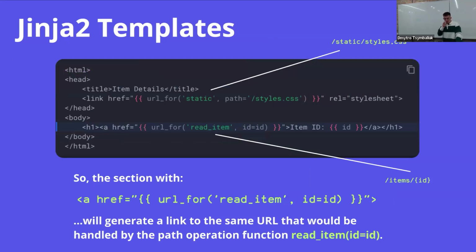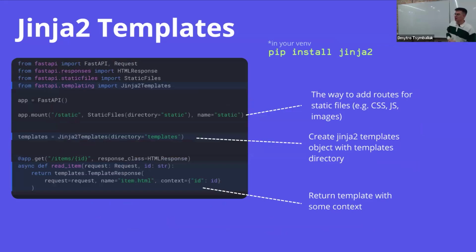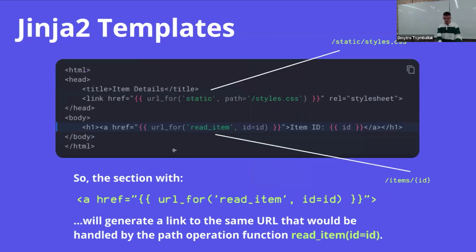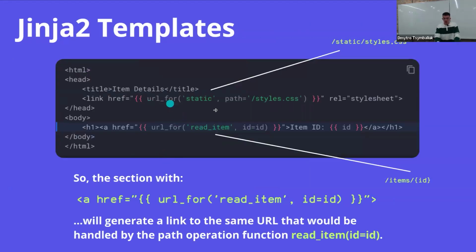And one more interesting thing is url_for, and also you can add static files. So for example, if you have some CSS or static images, you also want to store them in some different directory in your FastAPI project. And then in this way, you can connect these static routes to your FastAPI, and then you will be able to use them in your templates.